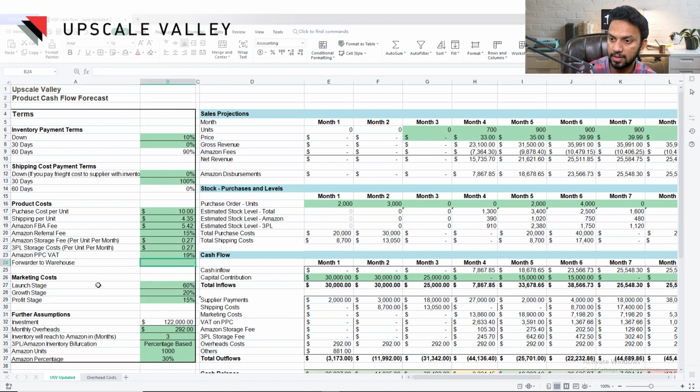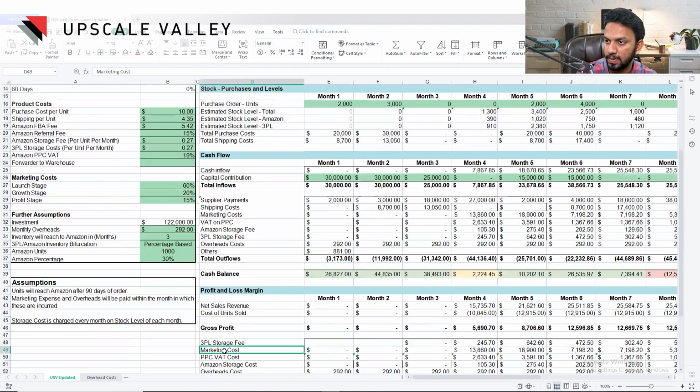Leave this part as such, and here is the marketing cost. Here is what I've assumed. The TACoS, basically at the launch stage, the TACoS we've assumed is 60%. At the growth stage, it's around 20%, and then at the profit stage we are expecting anywhere between 10 to 15%. You can always play with these numbers depending upon your margins, depending upon the PPC competitiveness of your product. But this is how we set it up. Let me tell you along with this how we can use it.